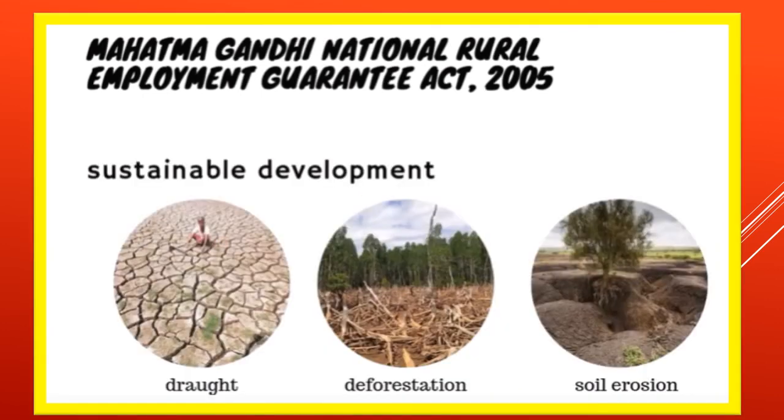Now this MGNREGA Act of 2005 also aimed at sustainable development to address the causes of drought, deforestation and soil erosion. So you can see how they are going to cope with the drought situation, where it's dry and there is no rainfall, deforestation, cutting of trees and soil erosion.